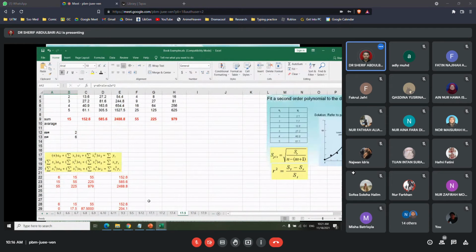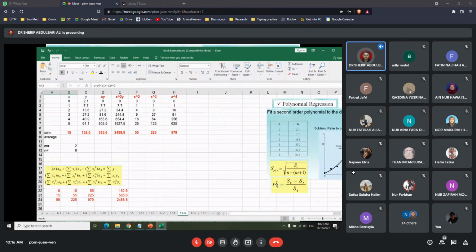Okay. So now we need to calculate the value of r square. We need to calculate the value of r square to know whether our polynomial is really fitting the data or not. To calculate the value of r square, I need to get the value of st minus the value of sr. And also I need to calculate the standard error of estimate. So I need to get the value of sr. So first, let's find the st.